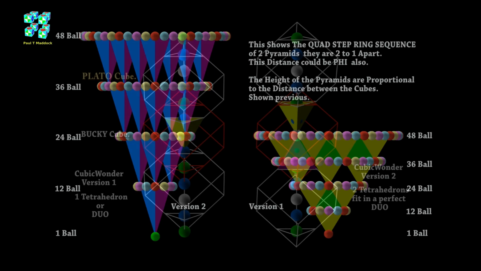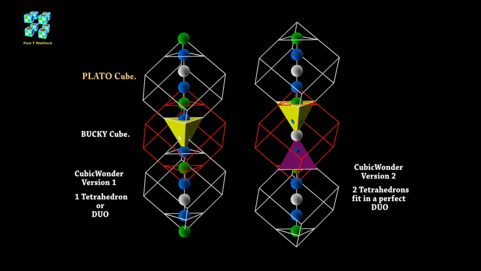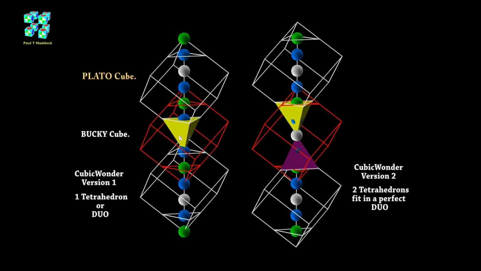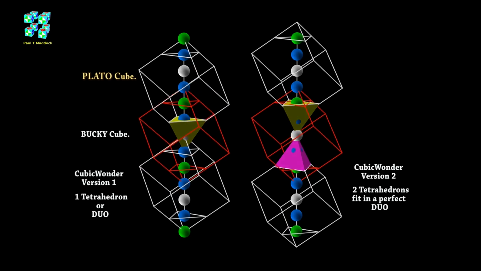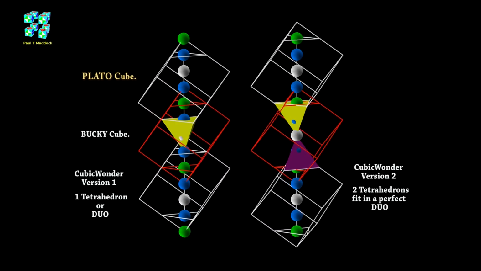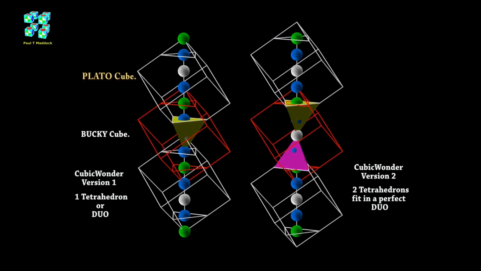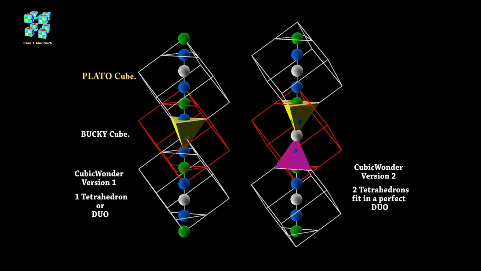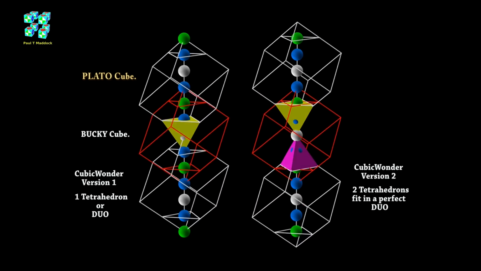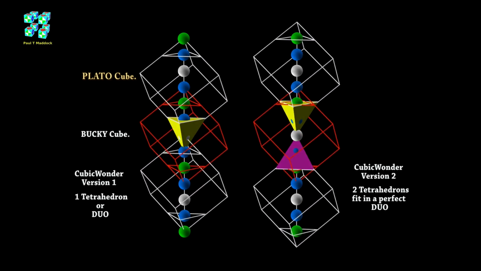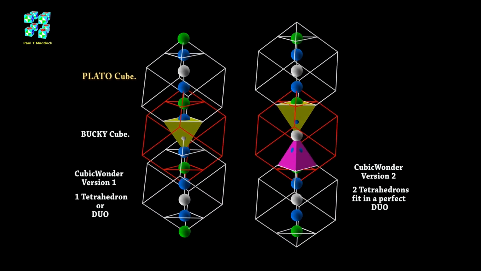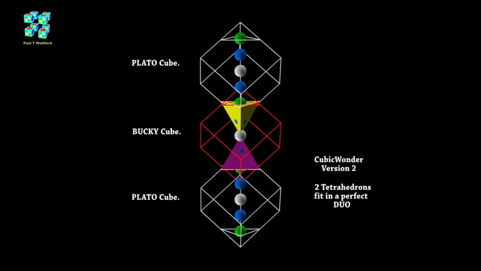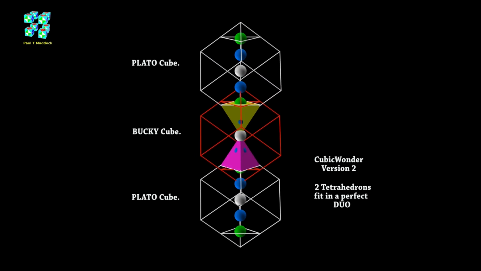Now if you look in front at the setup, I'm showing a yellow tetrahedron in version 1. I guess you could put a purple one the opposite way as a duo. But now take a look at version 2. I show a yellow tetrahedron and a purple tetrahedron, and they fit perfectly into the geometry of the cubes. Okay, let's focus on the purple and yellow duo.